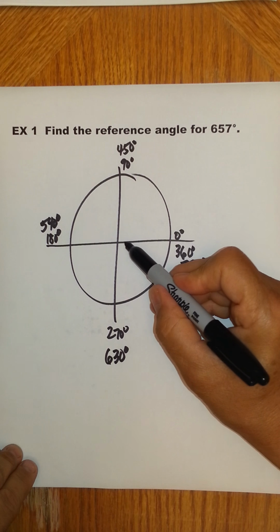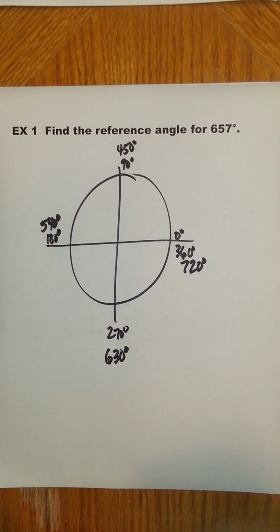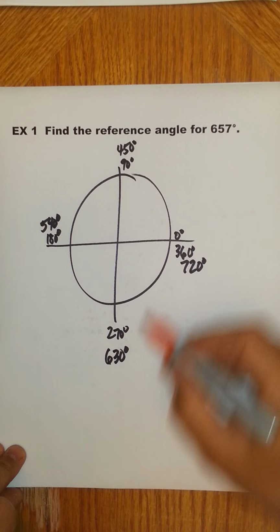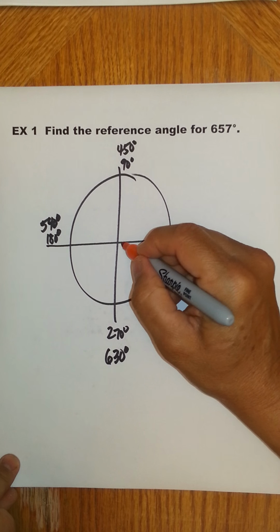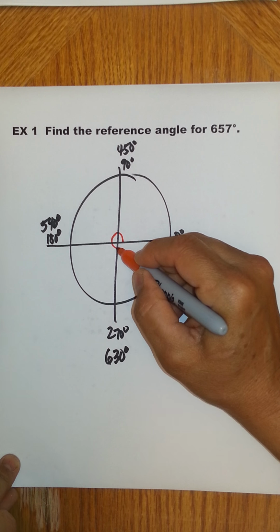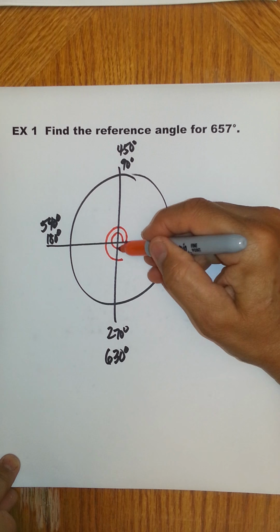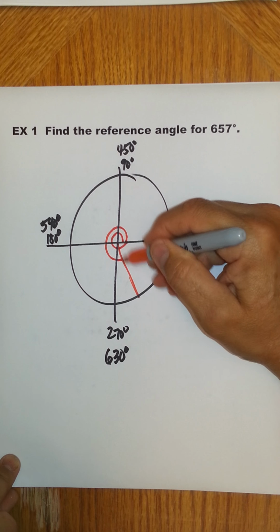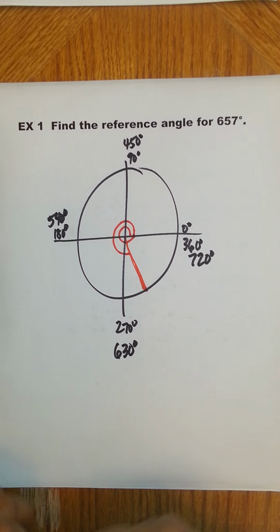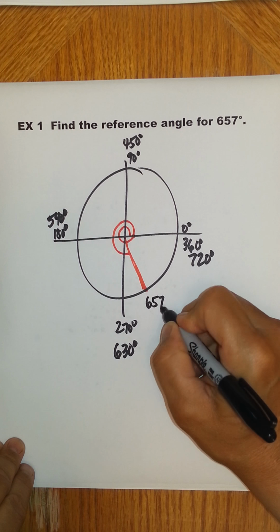So what's happened is I've rotated once around the circle and then some more. Let me show you what that looks like. This is about 27 degrees more than 630, which is about 30 degrees. So we rotated all the way once to 360, and then all the way again, out to here, 27 degrees more. So there's where my angle is, and it's 657.